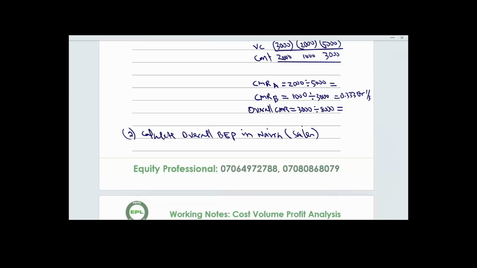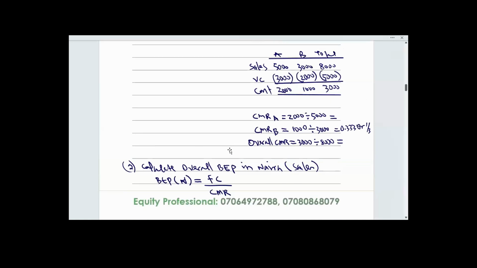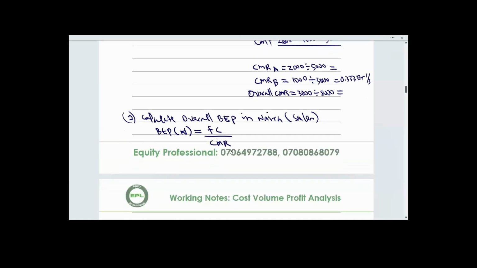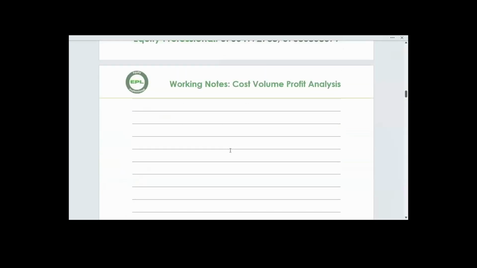All right. So how do you calculate break-even points in Naira? You already know the formula. Break-even points in Naira is computed as fixed cost divided by the overall contribution margin ratio. So you divide the total fixed cost within the organization by the overall contribution margin ratio. That will give you the break-even point in Naira.